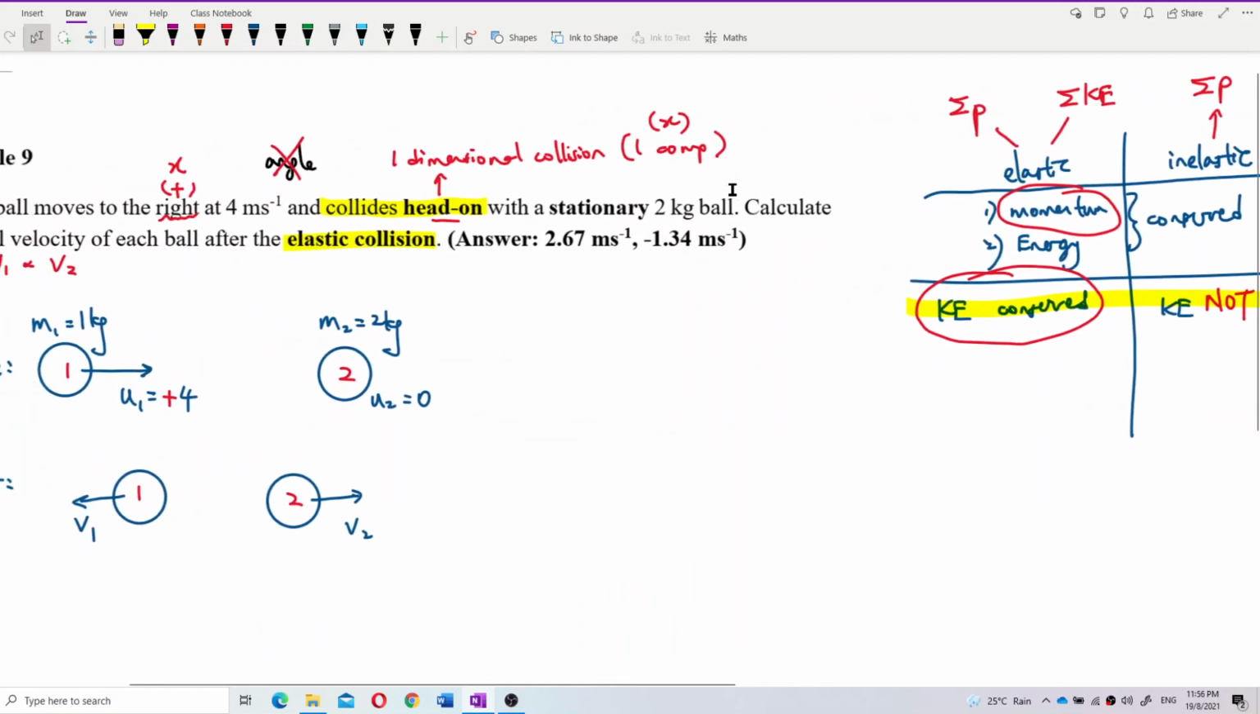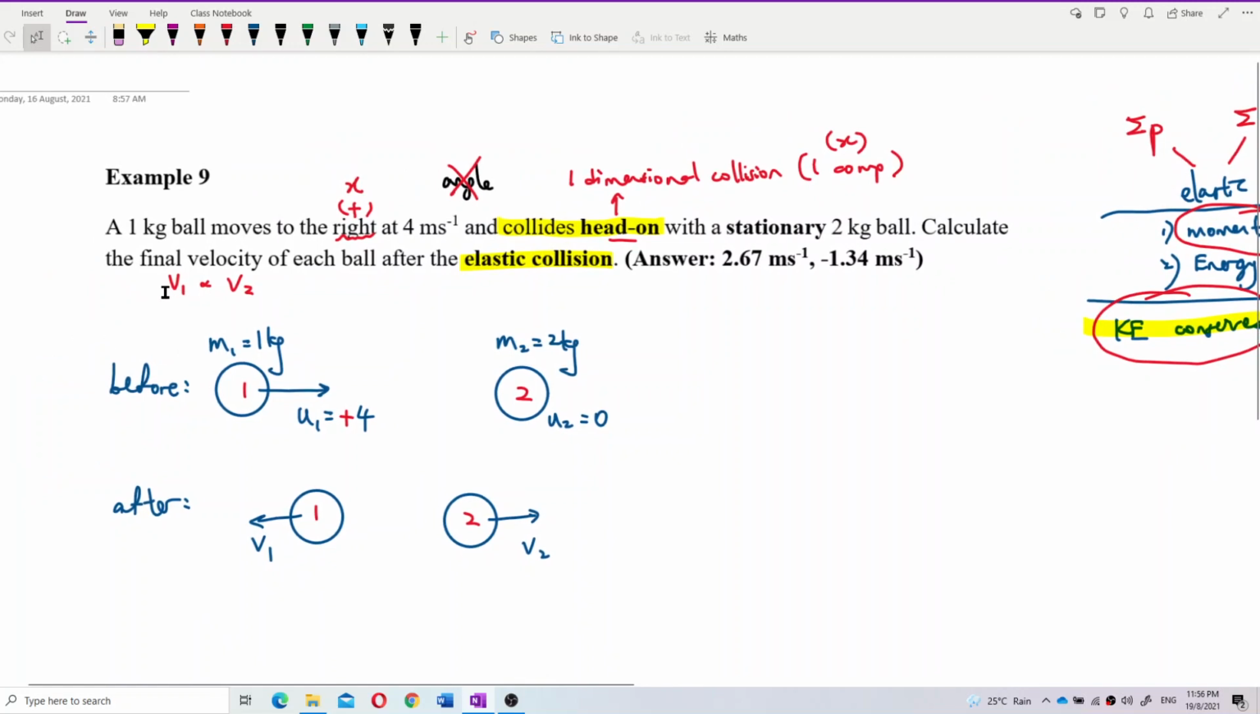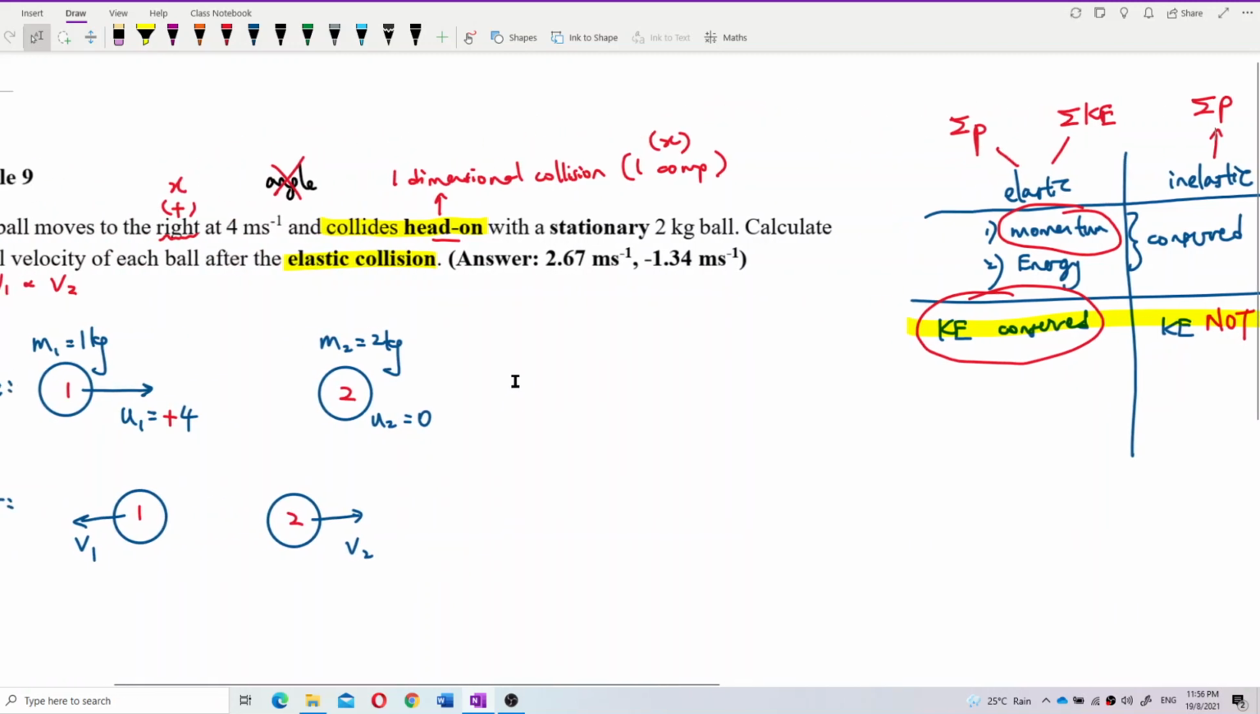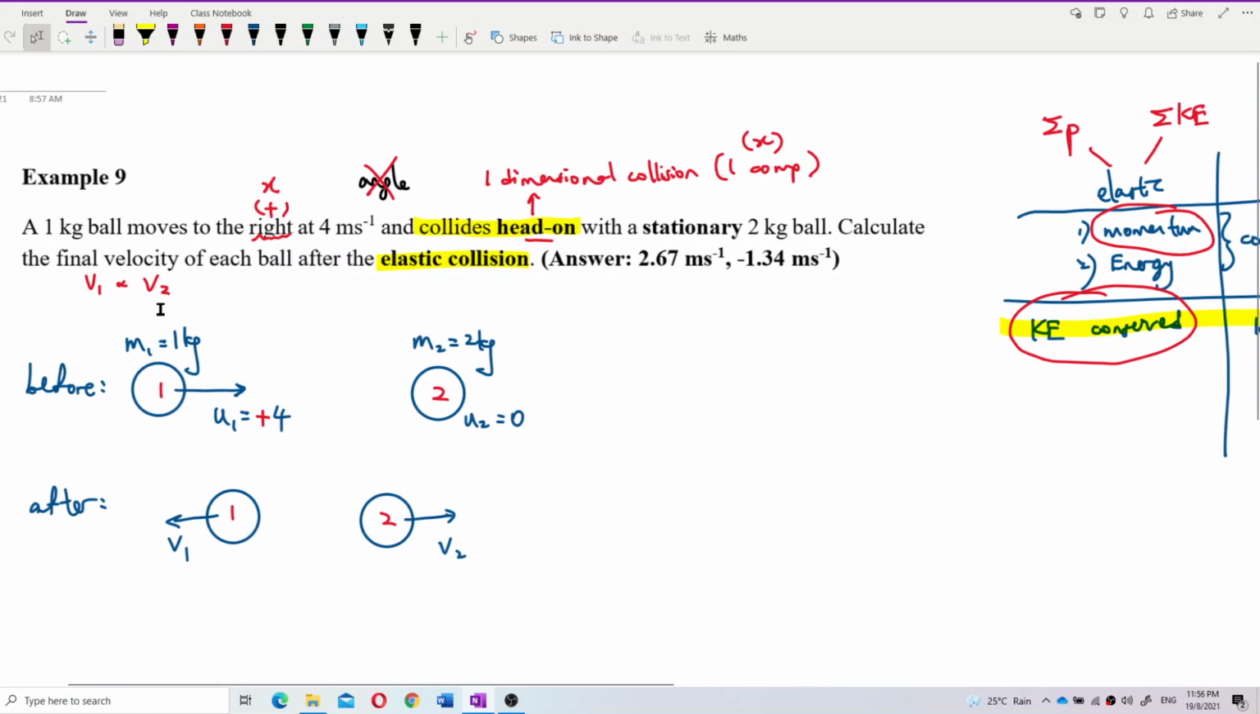So even though you have two unknowns, the final velocity of each ball, ball 1 and ball 2, don't worry, because we have two formulas to be used. We have the total momentum formula and the total kinetic energy formula. We can build two equations to find the two unknowns. Understand?